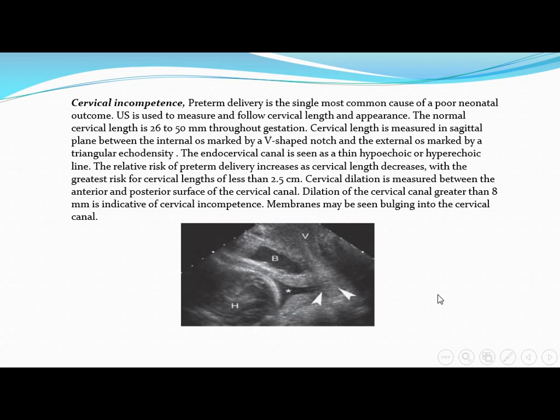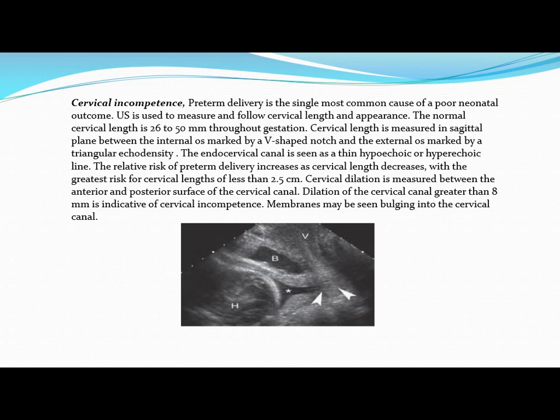Cervical incompetence. Preterm delivery is the single most common cause of a poor neonatal outcome. Ultrasound is used to measure and follow the cervical length and appearance. The normal cervical length is 26 to 50 millimeters throughout gestation.